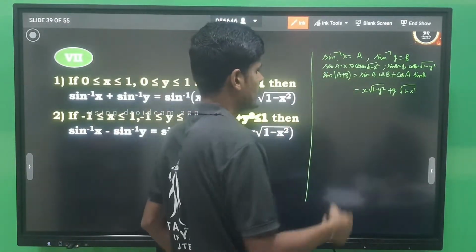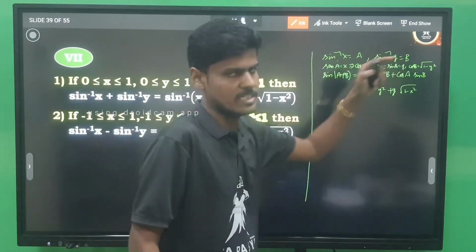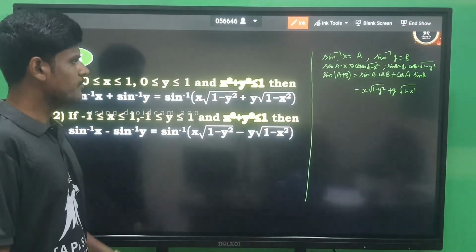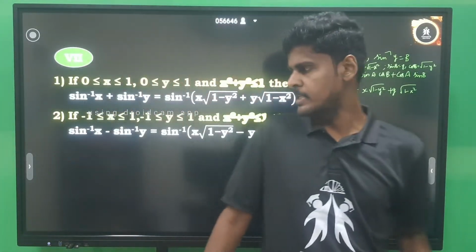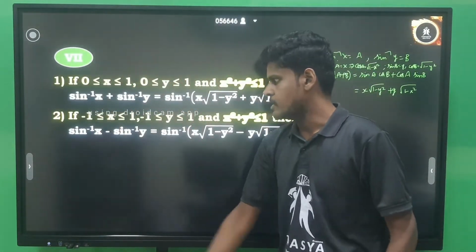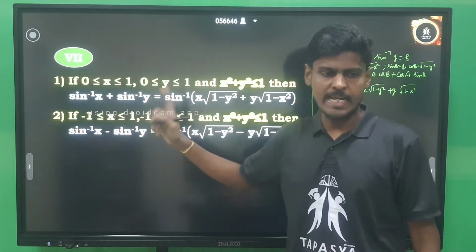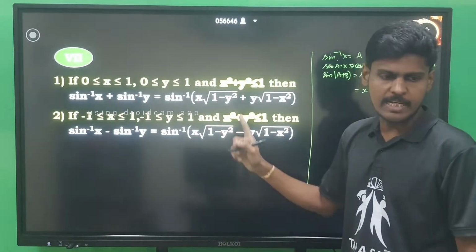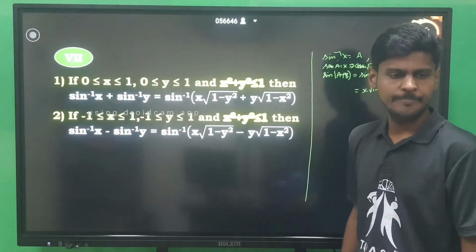That means a plus b is equal to sin inverse of this answer. And what is a plus b? Sin inverse x plus sin inverse y. That is the proof for the first condition. Similarly, we can prove all the other properties. Sin inverse x minus sin inverse y is nothing but a minus b. What is sin of a minus b? Sin a cos b, that is x into root of 1 minus y square, minus cos a sin b, that is y into root of 1 minus x square.